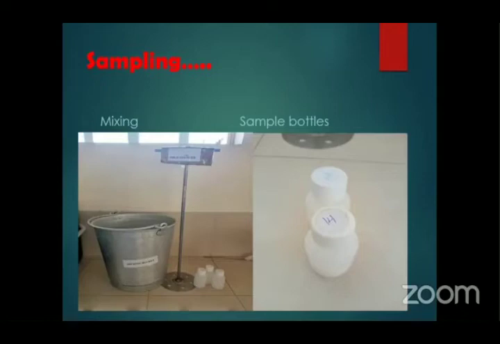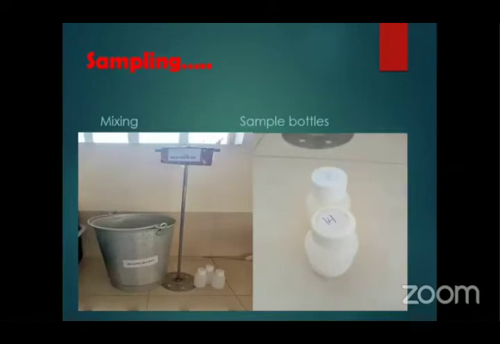The plunger, if a farmer doesn't have a plunger, he can have two buckets and pour from one into the other four, five times, swapping, pouring into one, then pouring into the other. Then also when he's collecting the sample, he avoids the foam. We don't need the foam, so we need the real milk.